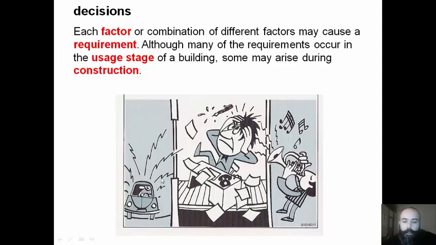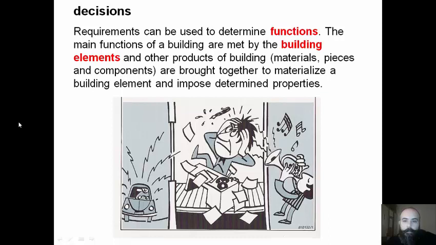Each factor or combination of different factors may cause a requirement. Like in this picture, there is a factor outside, there is noise, or another indoor environment, and this user of this building needs a quiet space in order to work. It is a requirement. Although many of the requirements occur in the usage stage of the building, some may arise during the construction. Requirements can be used to determine functions. The main functions of a building are met by the building elements and other products of the building, the sub-levels of the elements like materials, pieces, and components.